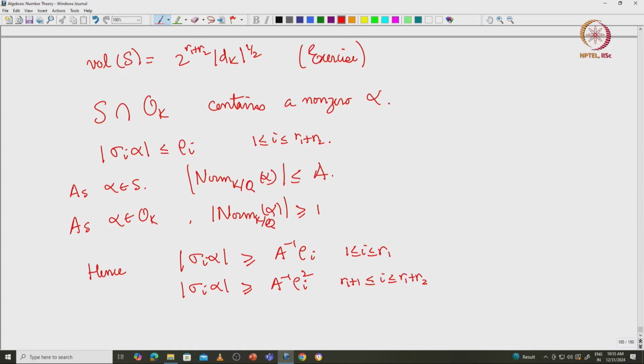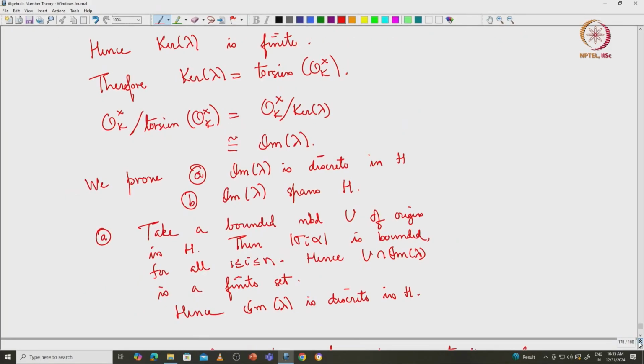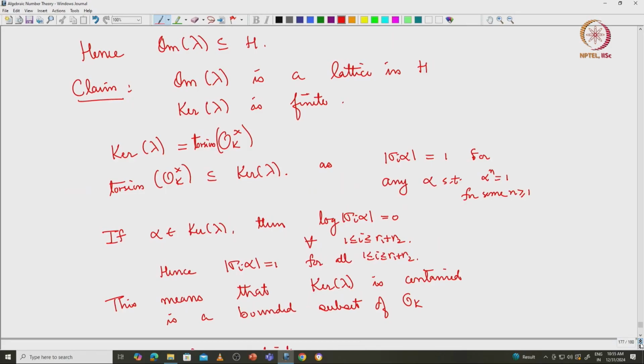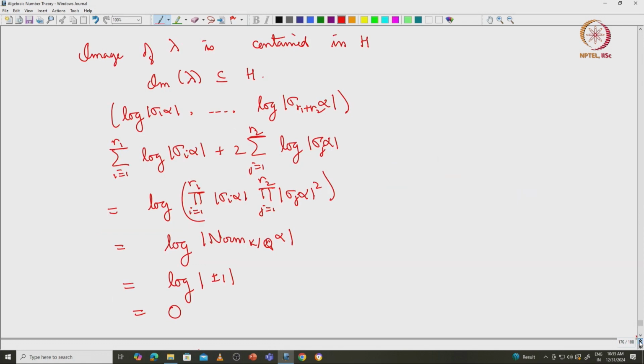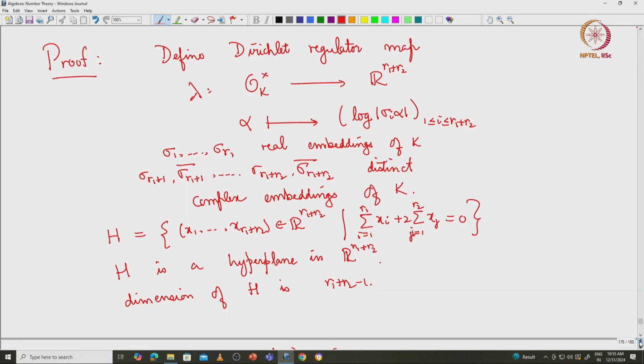So, there is a lot of this proof left. So, I think this is a good point to stop in this lecture, and we will continue the proof in the next lecture. So, let me just recall what we did. We want to prove Dirichlet's unit theorem, and to prove it, the most important idea is to define this Dirichlet regulator map, which goes from OK cross to R to the power r1 plus r2, and we are going to prove two things about this map. The first is that kernel of this map is finite, so we proved that today.